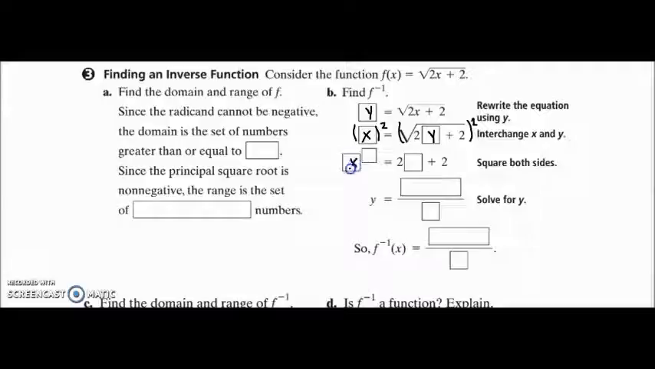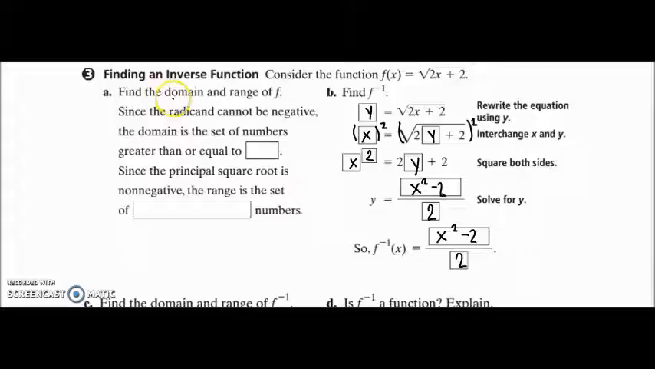This side became x squared. This side, the square root and the square undo each other, so we got 2y plus 2. Now all we need to do is subtract 2, so we get x squared minus 2, and divide by 2. And we got y all by itself. So this is our inverse of this function. So the inverse function is (x squared minus 2) divided by 2.